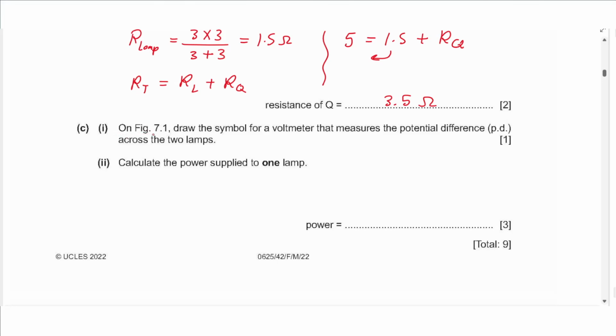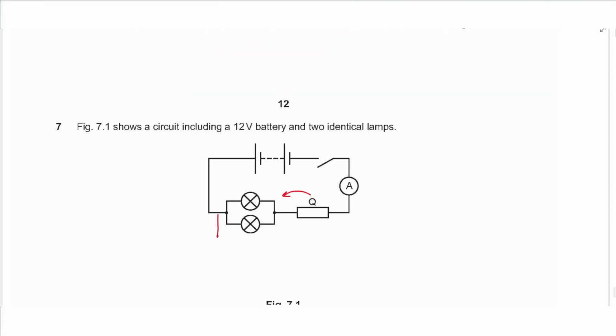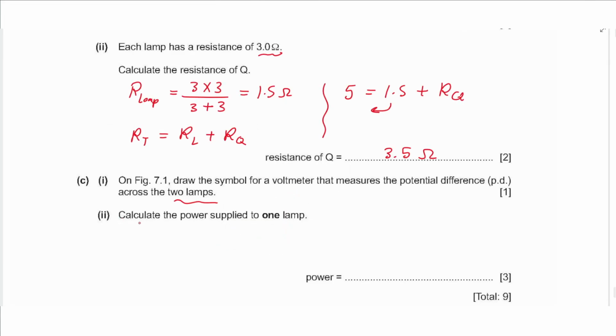CI says on figure 7.1, draw the symbol for a voltmeter that measures the potential difference across the two lamps. So we can either connect the voltmeter from the outside part of the lamps, or we can connect it to one of the lamps or the other, or in between them. These are all parallel connections and will all give the same reading, so either one is correct.